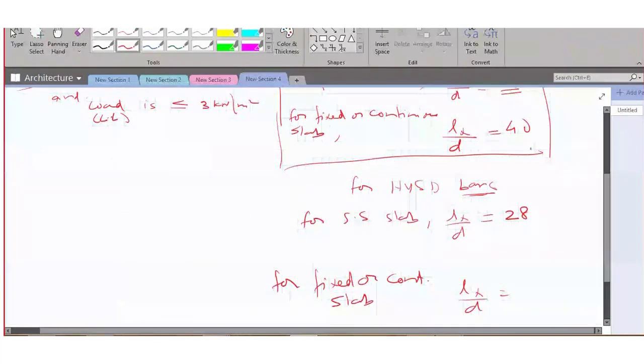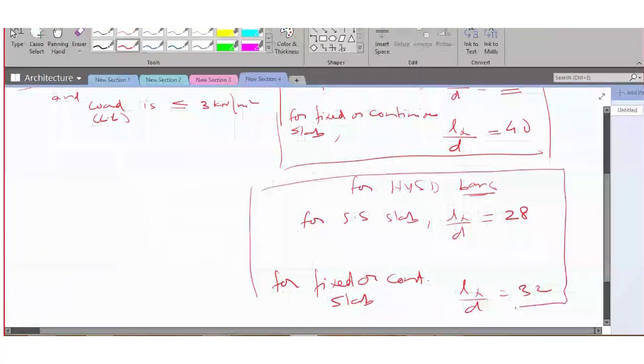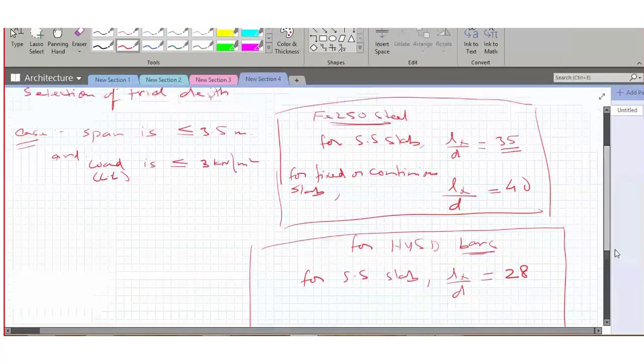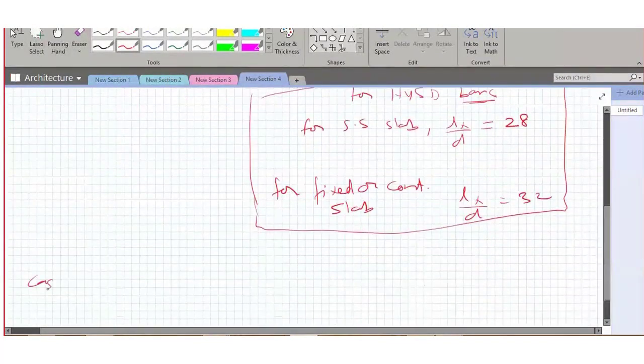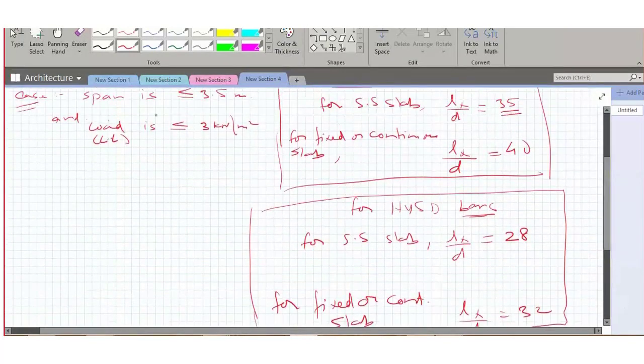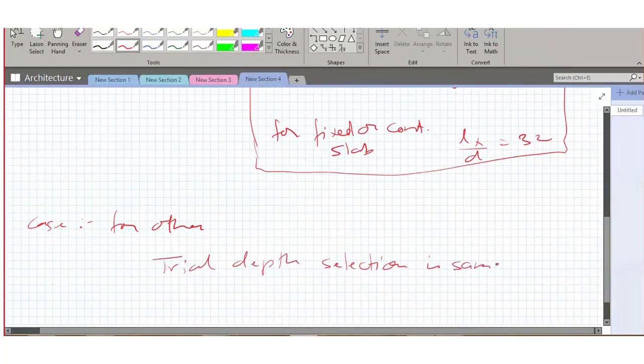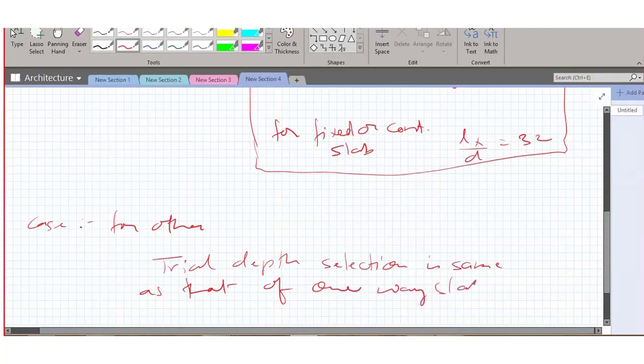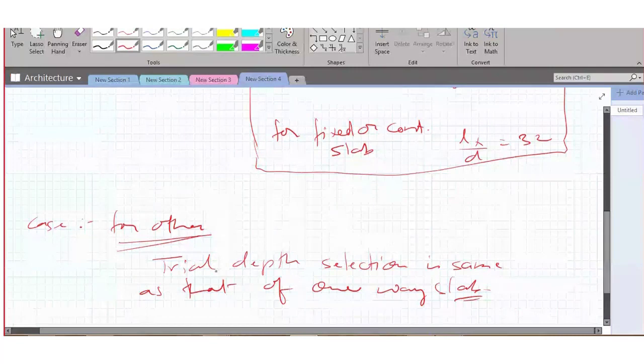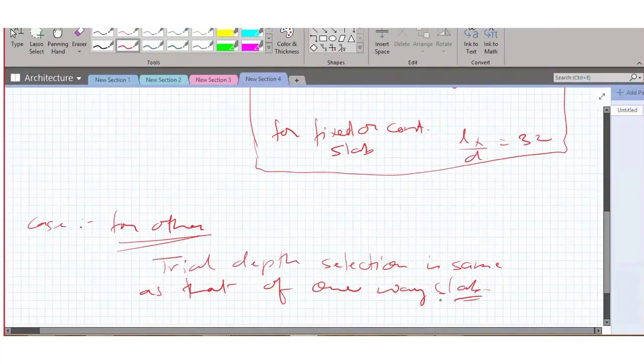So you select this kind of ratio when you have this particular case. For the other case, suppose this condition is not satisfied, then the trial depth selection is the same as that of one-way slab. For other cases, when you select the trial depth, the selection is the same as for one-way slab. When we had that, you tried with what modification? You assume the modification factor of 1.25 and you start your trial depth selection.